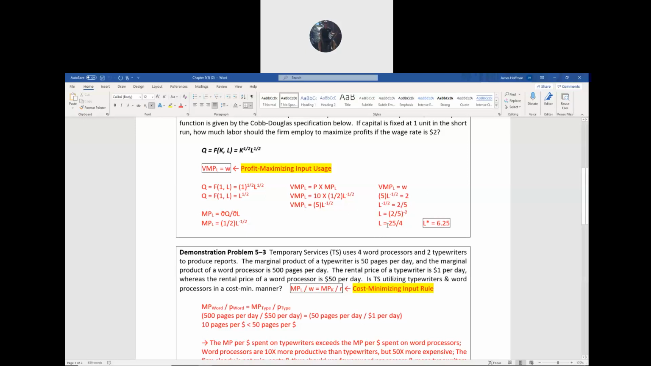2/5 to the negative 2 is equivalent to 5 squared over 2 squared, which is 25 divided by 4. And finally, when you work out all this algebra, it comes out to the optimal L. The optimal amount of labor would be 6.25 units of labor. So that's how much labor we would want to satisfy this condition, which would maximize profit.